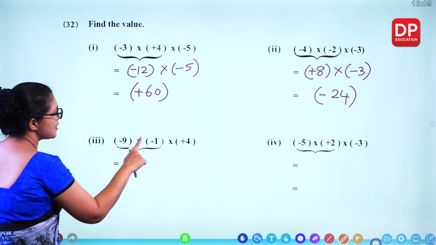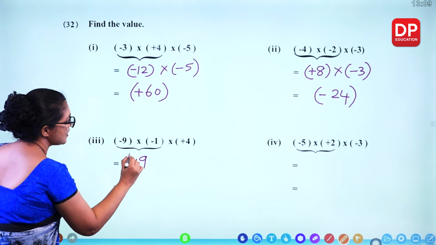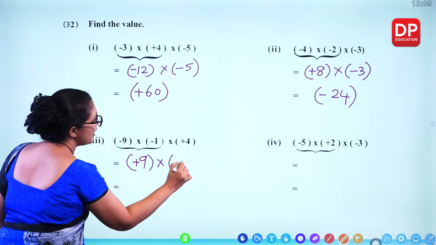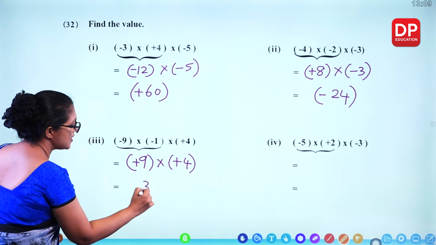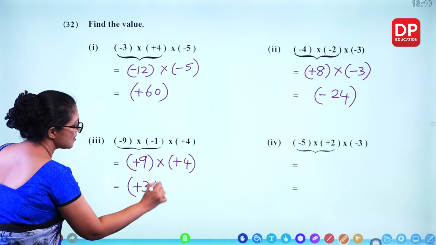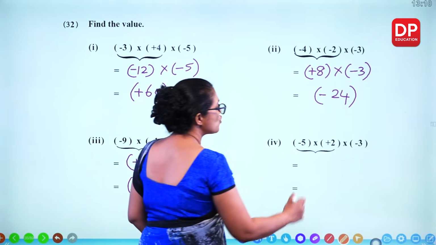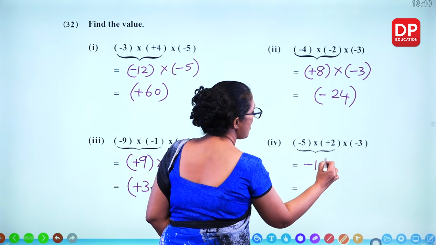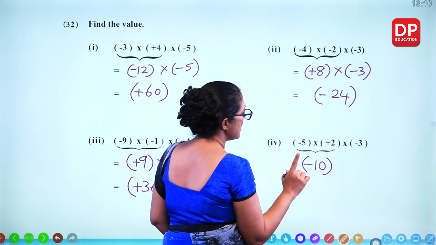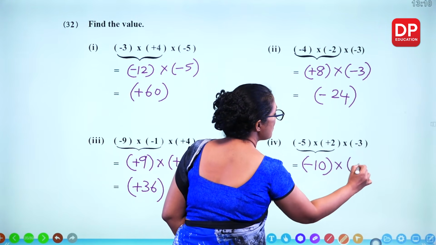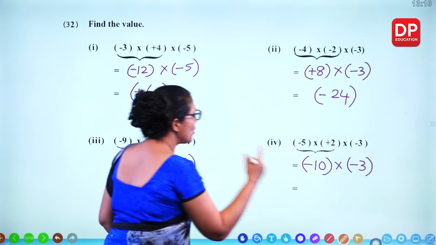This one, minus 9, minus 1. Both negative means plus 9. Now multiply with 4. 9 times 4, 36. Both positive means the answer also positive. Minus 5 times 2, you get a negative answer because one is positive and the other one is negative. Multiply by negative. Both negative now. So you get a positive answer.